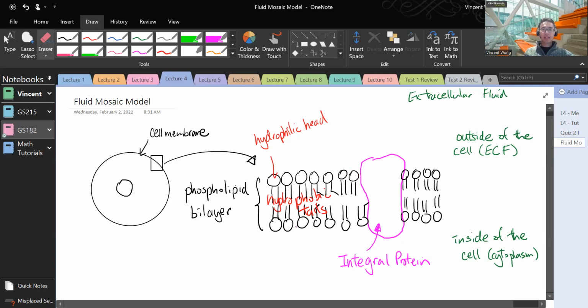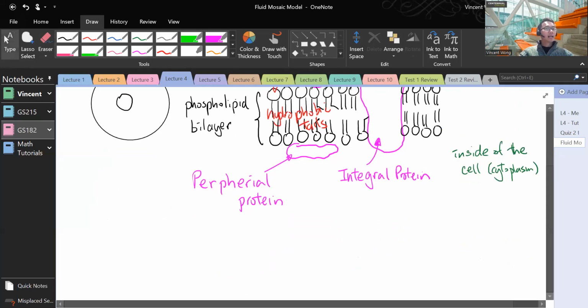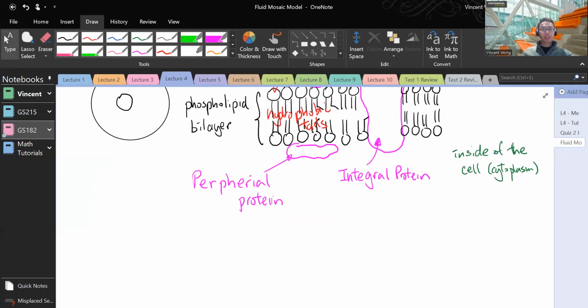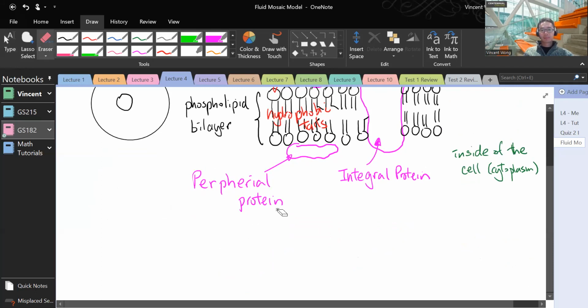Okay. Other proteins will just be attached either on the inside or on the outside. Okay. They don't really go all the way through. These one we call the peripheral protein. Okay. And so one goes all the way through, the other does not. Oh, I think I spelled this wrong. Peripheral protein. Okay. Any questions so far?